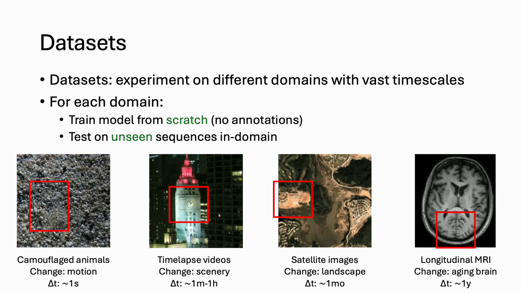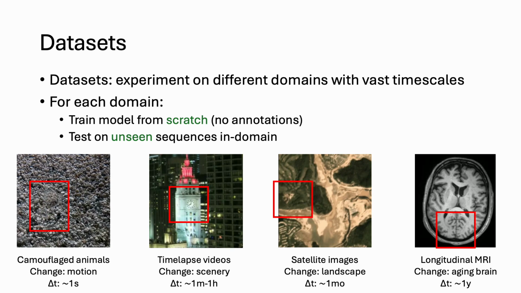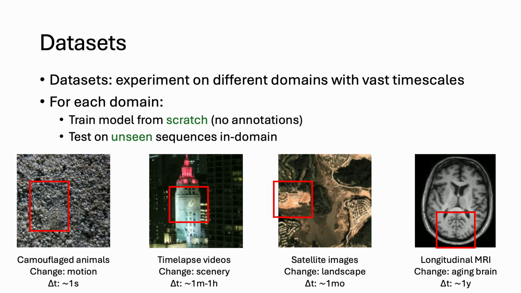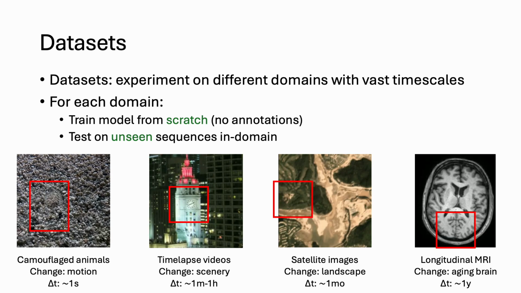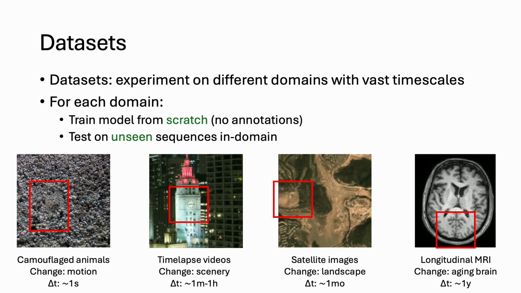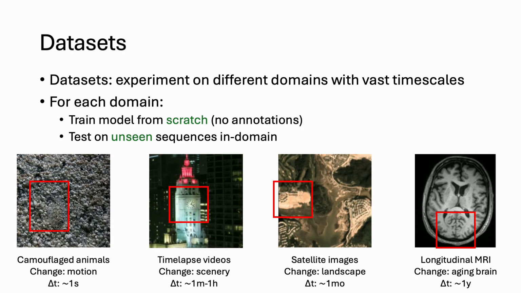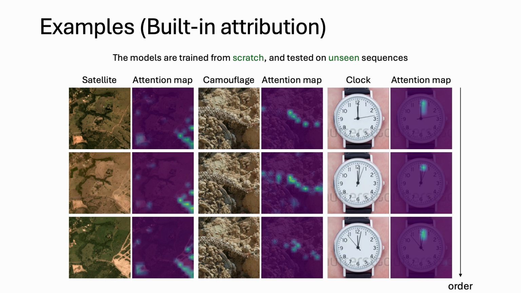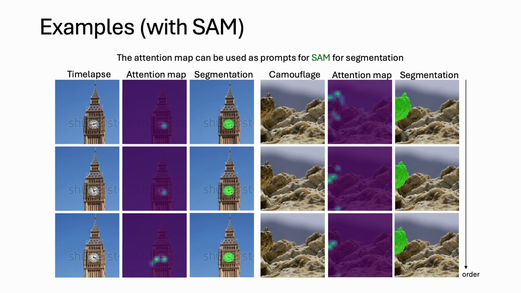We show that our method works on a wide range of datasets and domains, from camouflage animals, time-lapse videos, satellite images, and longitudinal medical images. For each domain, we train the model from scratch and test on unseen sequences. Here are some examples of our results. Again, we train a separate model from scratch and test on unseen sequences as shown. Here are some more examples, where we also show that the attribution map can be used as effective prompts for SAM to obtain segmentation.